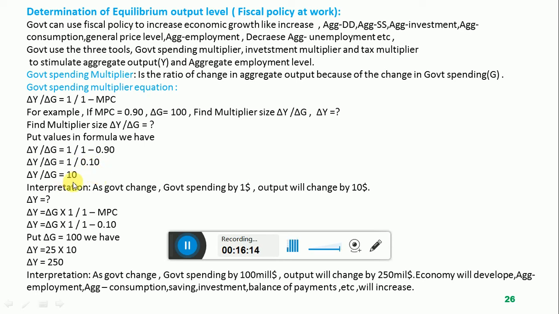So interpretation, what does this $10 mean? It means that if the government changes government spending by $1, output will change by $10. That is, we calculate the change in aggregate output of Afghanistan when the government of Afghanistan wants to increase government spending. So we calculate that size: if the government of Afghanistan increases government spending by $1, as a result aggregate output of Afghanistan will change by $10.